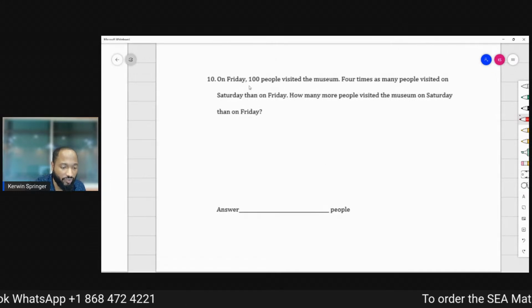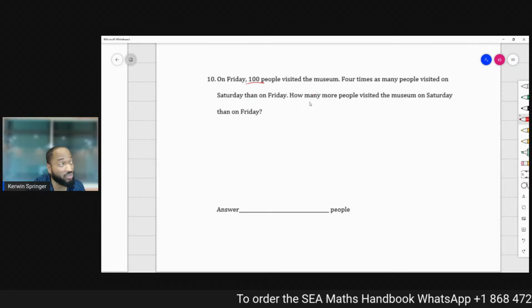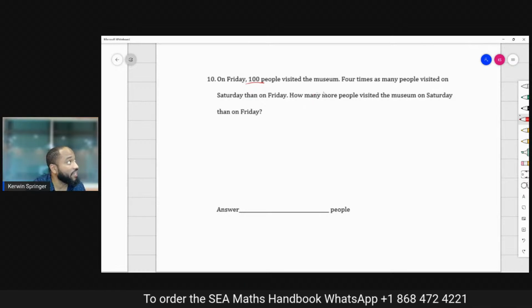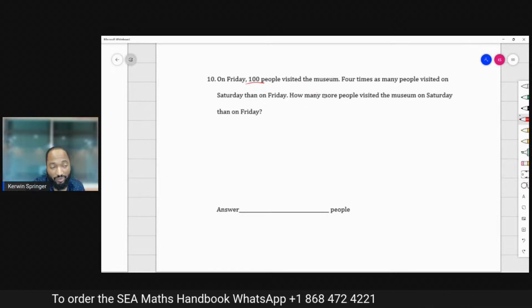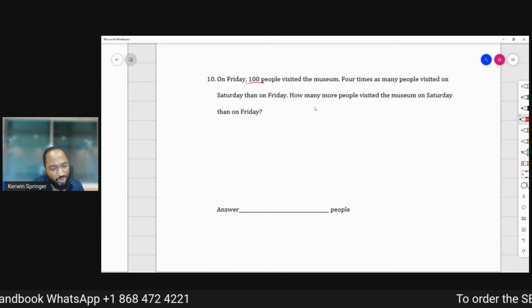Number 10. On Friday, 100 people visited the museum. Well, I guess they're not social distancing. I didn't know Trinidad had a museum. I never went to a museum in Trinidad. 100 people visited the museum.